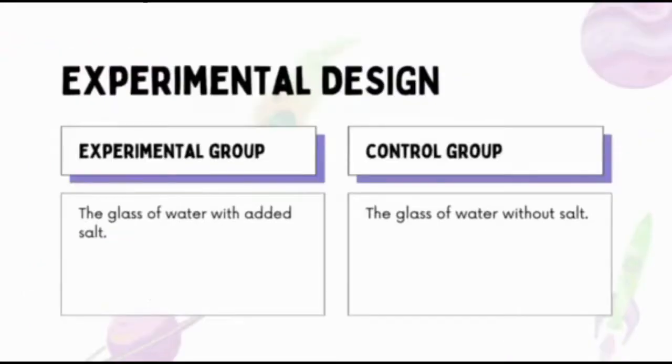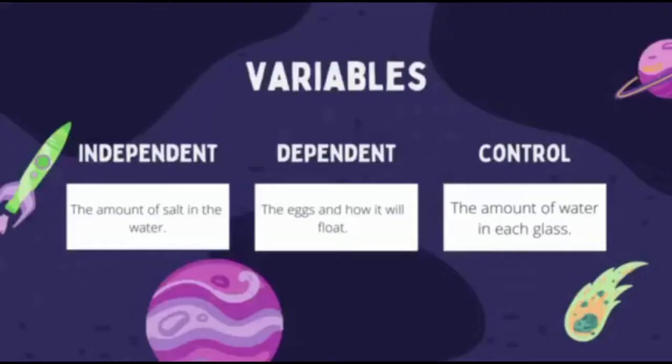The experimental design. Our experimental group was the glass of water with added salt, whereas the control group was the glass of water without salt. Next are the variables. The independent variable was the amount of salt in the water. The dependent was the eggs and how they will float. And the last, the control variable, was the amount of water in each glass.